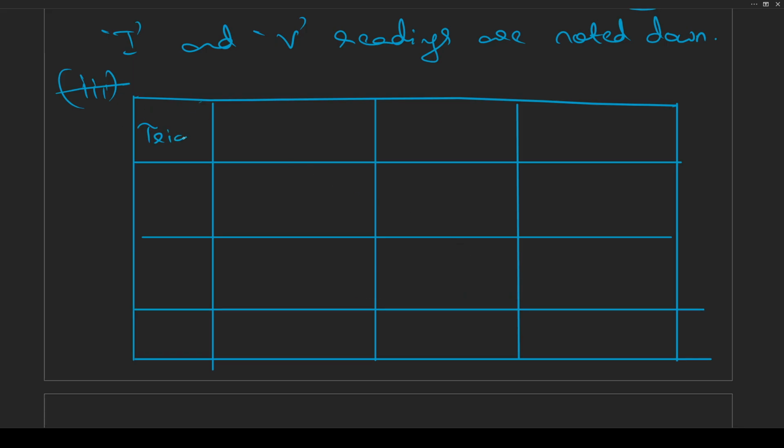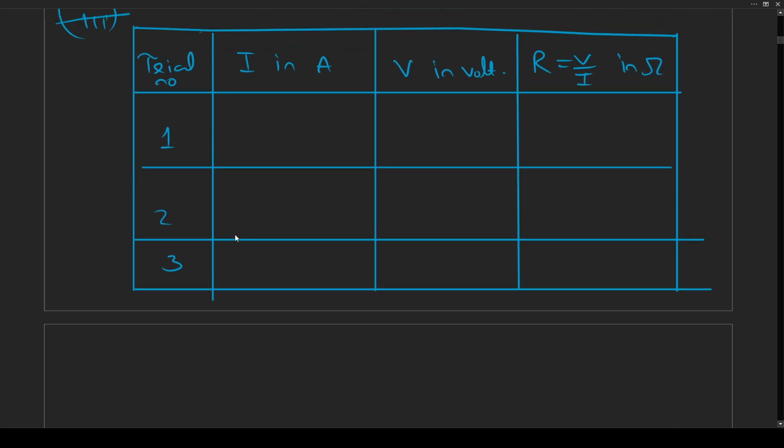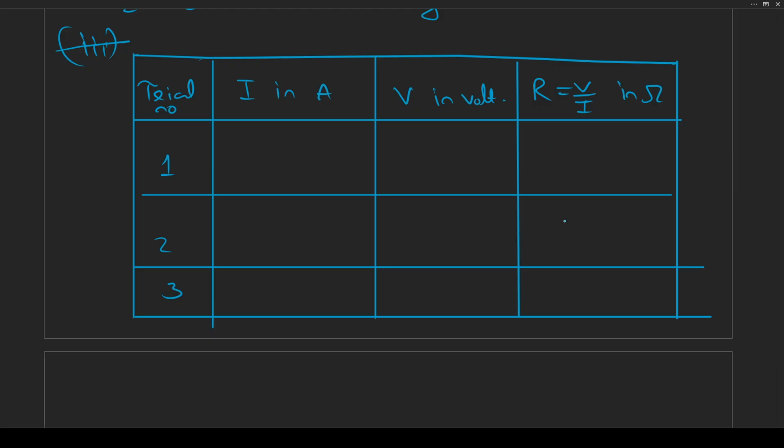Here trial number 1, 2, 3, I in ampere, voltage in volt, resistance which is equals to V by I. For certain voltage readings, we will calculate V by I, resistance in ohms. All the values we will take and note down and calculate the R value.